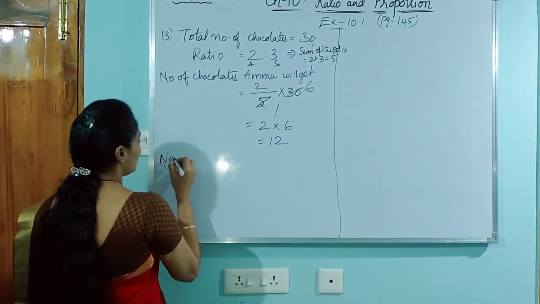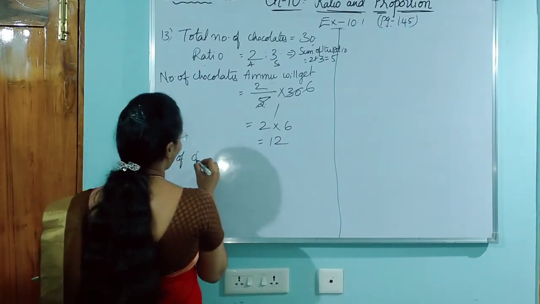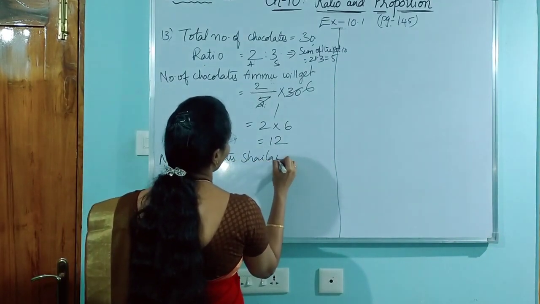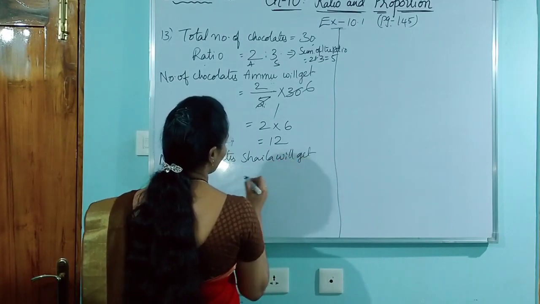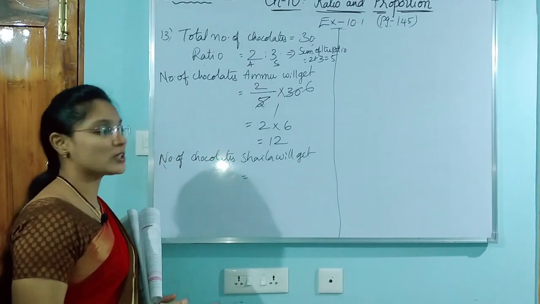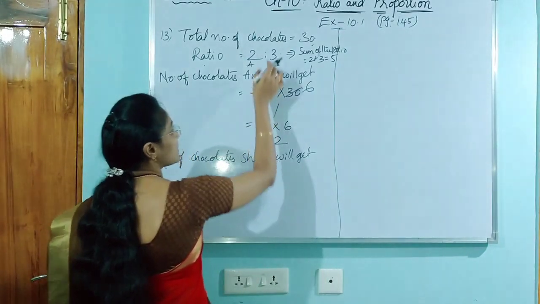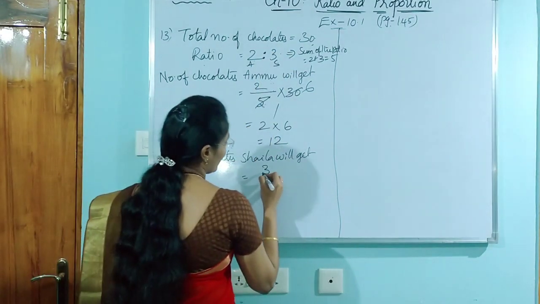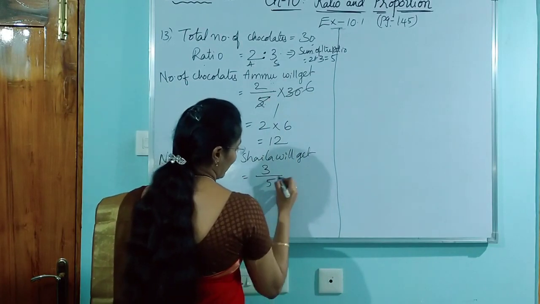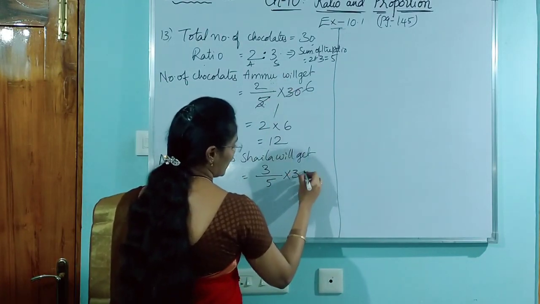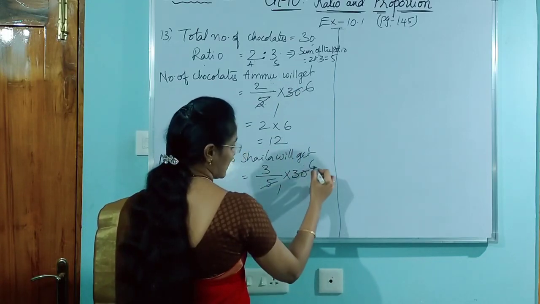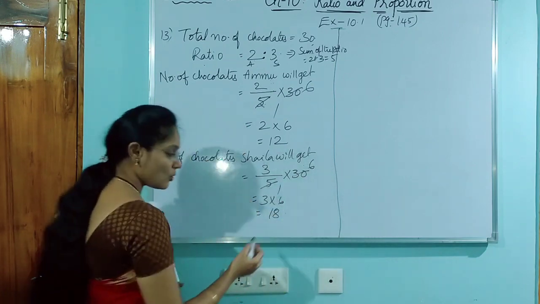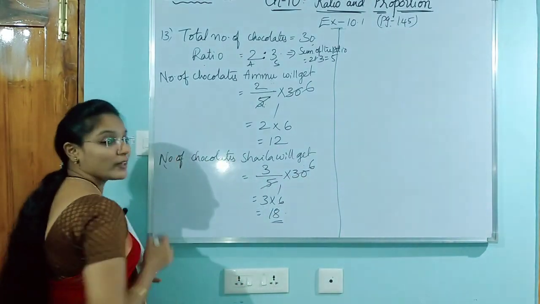Now let us find out how many chocolates Shaila will get. Okay, the same way we are going to find out how many she'll get. So Shaila's term we will write as a numerator. Okay, so 3 by sum of the ratio, 5, multiplied by the data. Data is 30 chocolates. 5 ones are 5, 5 sixes are 30. So 3 into 6, 18. So 18 chocolates Shaila will get.